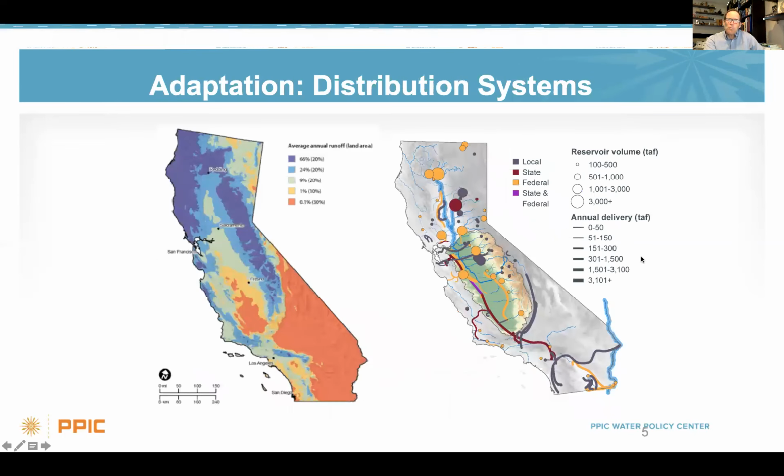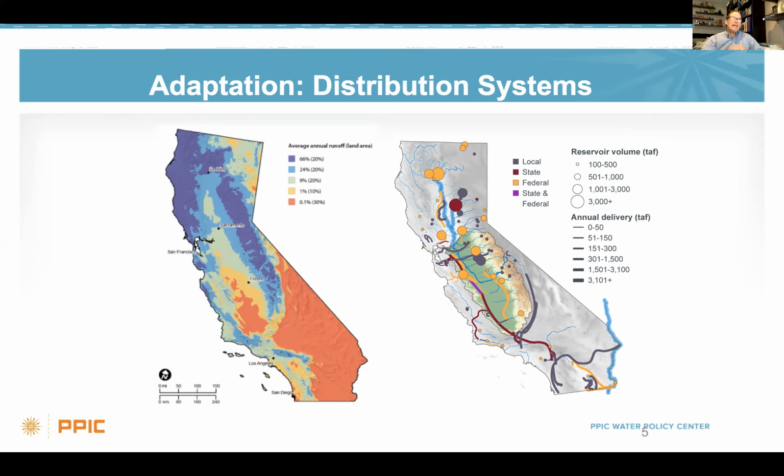The other thing we do is we have extraordinary conveyance systems. And we're able to move water vast distances in California because 75% of the precipitation falls north of Sacramento and 75% of the water use is south of Sacramento. And so without that, we're in deep trouble. So conveyance is absolutely critical.